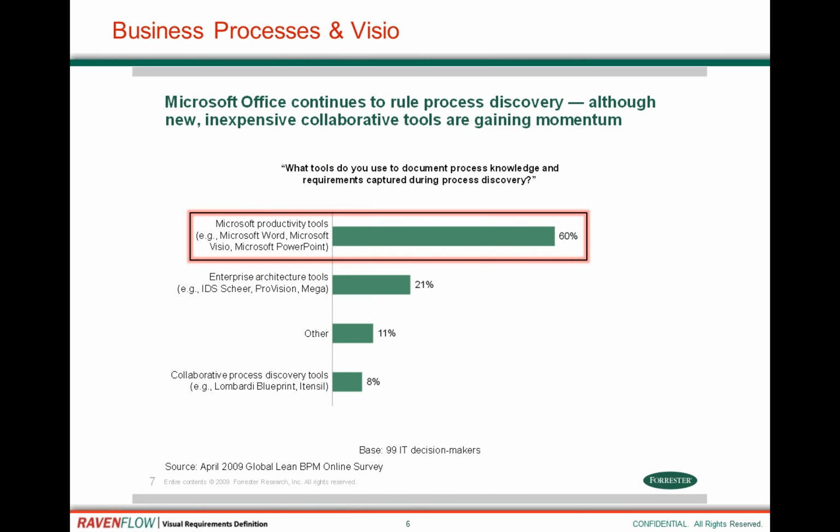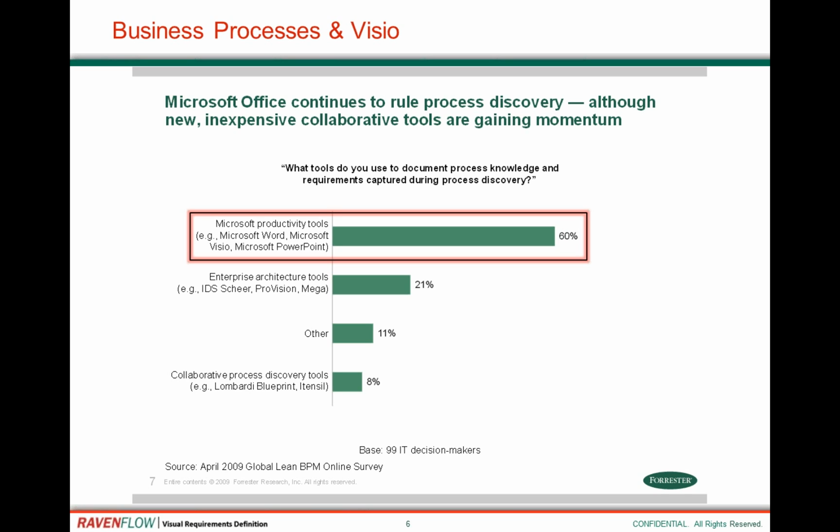And this other survey, also conducted by Forrester, a lean BPM online survey, asked what tools do you use to document process knowledge and facilitate requirements capture during process discovery? Process discovery is often a term used in the BPM market to describe that first phase of a project where you really want to gain an understanding of what processes are impacted by the project, i.e. the term discovery, and what are the requirements for transforming those processes from an as-is condition to a to-be condition.